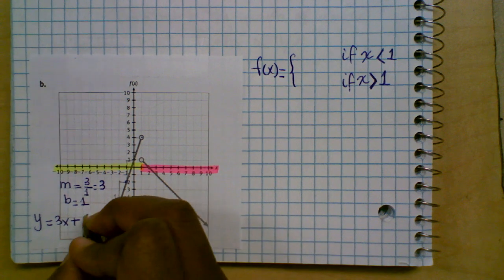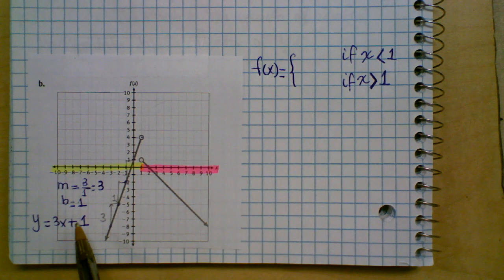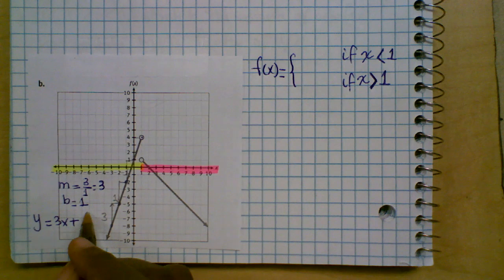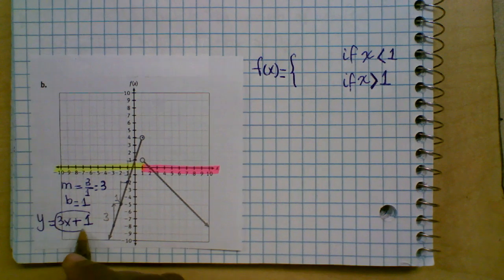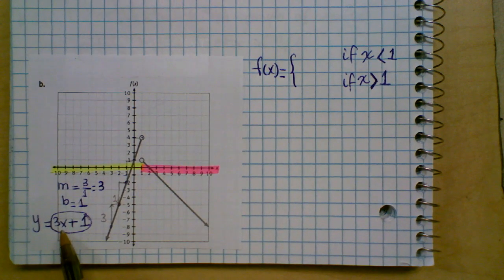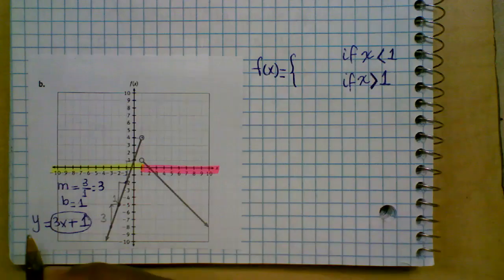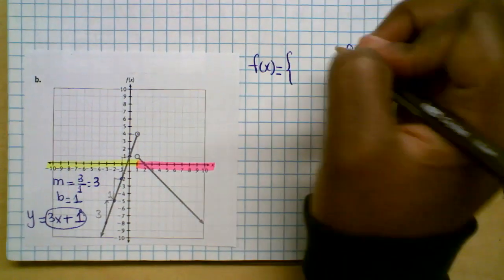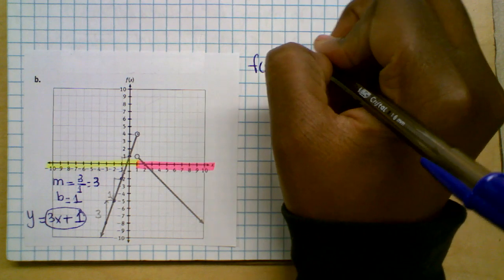Now, to write the function in piecewise format, I'm only going to use the expression 3x plus 1. I'm going to drop the y and the equal sign right here. So 3x plus 1.